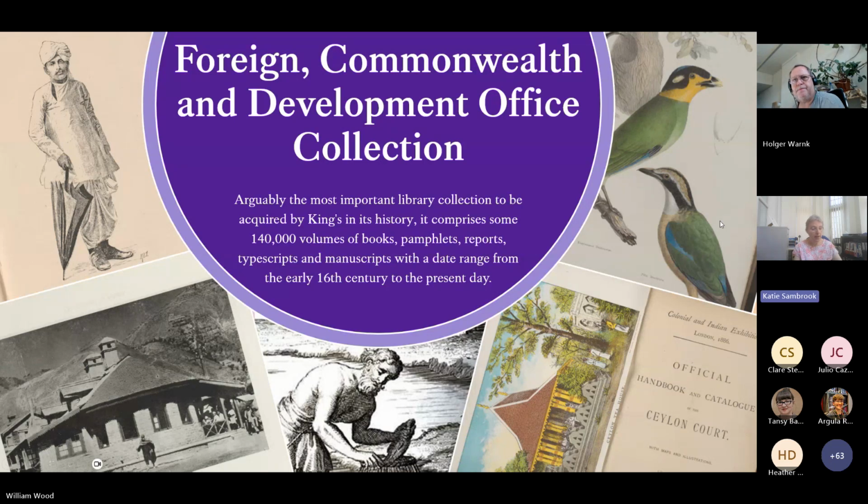One caveat, though, I need to make clear what this collection is not. You will know that it was the India Office, a separate arm of the British government, which dealt with the present-day countries of India, Pakistan and Bangladesh during the period of British rule. And the library and records of the India Office are now held at the British Library. So in fact, the FCDO collection, which we hold at King's, is comparatively weak on coverage of India, Pakistan and Bangladesh in their pre-1947 history. Next slide, please.